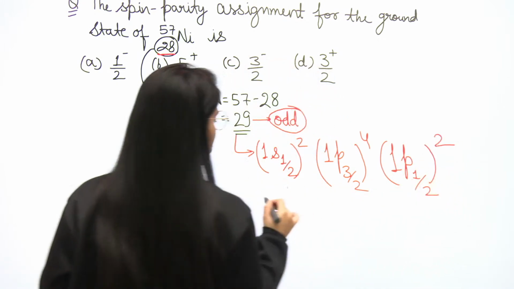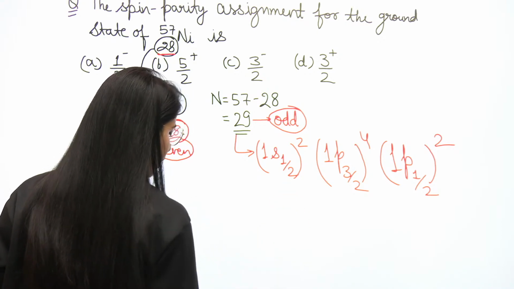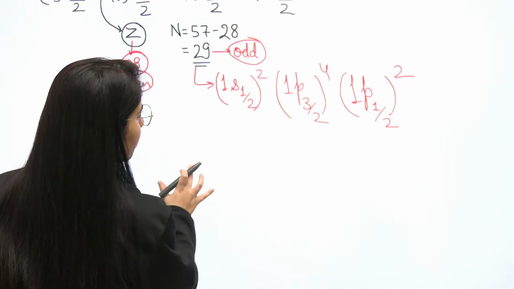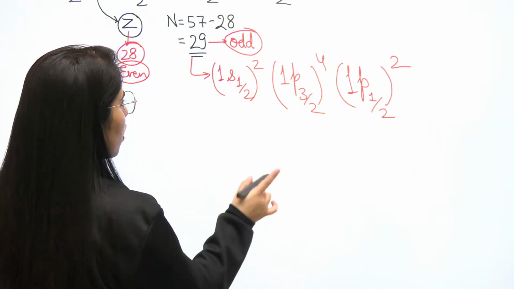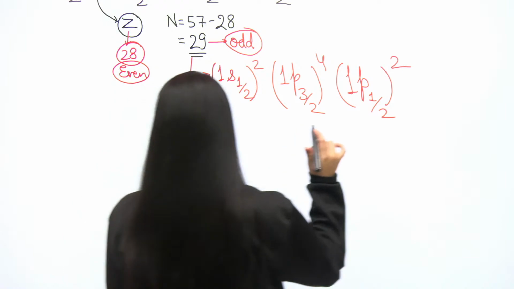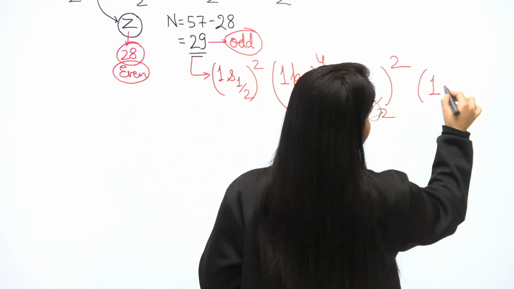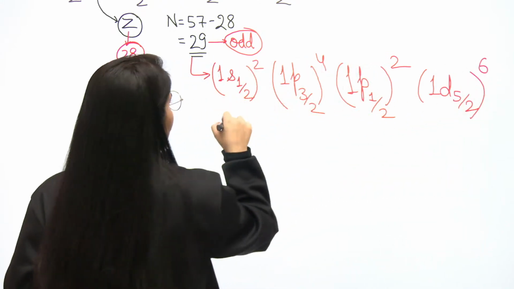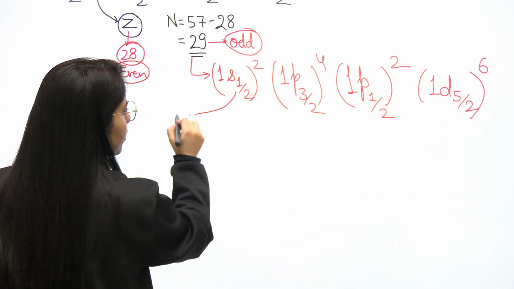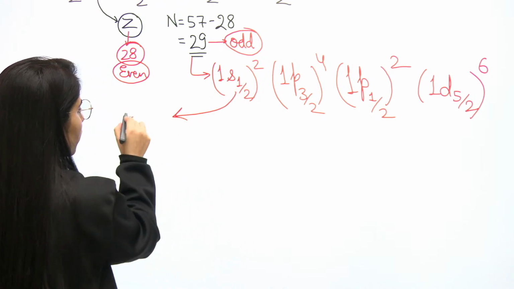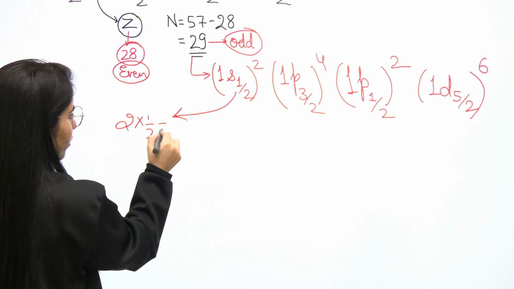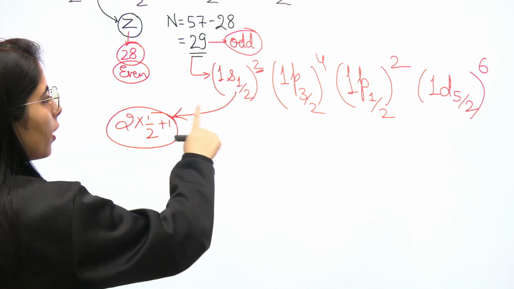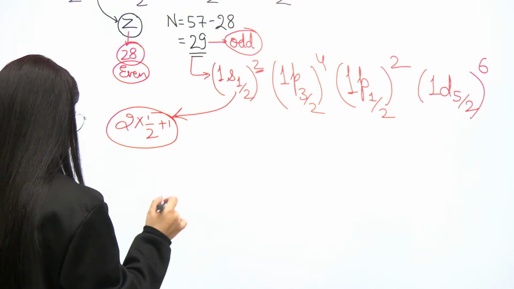And if anybody here is not sure about the sequence, guys, prepare it. It will be good for you and will help you to solve more questions. Clear? Next, after 1p 1/2, you will have 1d 5/2. How many nucleons in this one? Total 6. And how do you get to know about it? This is the value of J, 5/2. So 2 into 5/2 plus 1, what is that? That is 6. So maximum 6 can be here. That's how we decide how many maximum nucleons can be there.